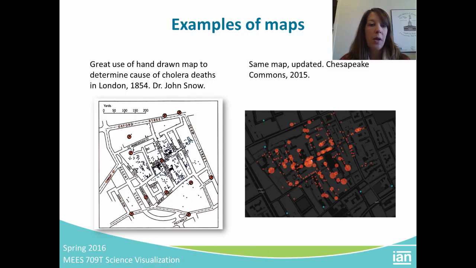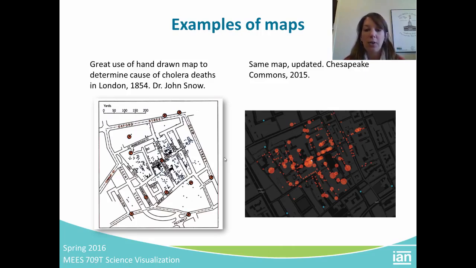So, examples of good maps. This is sometimes called the ghost map, but it is a great use of a hand-drawn map that was done by Dr. John Snow in 1854 during a cholera outbreak. What he did is he mapped on the streets of London where the deaths from cholera were and where the water pumps were, because back then people had to walk to get buckets of water from pumps. And so you can see how they cluster around the one water pump on Broad Street, and that is right here. And they took the pump out and the cholera subsided.